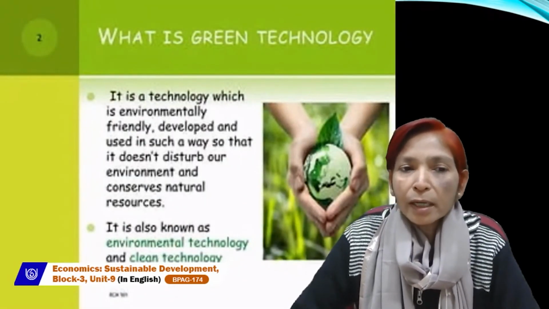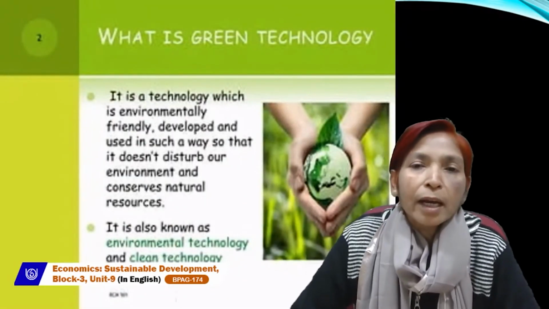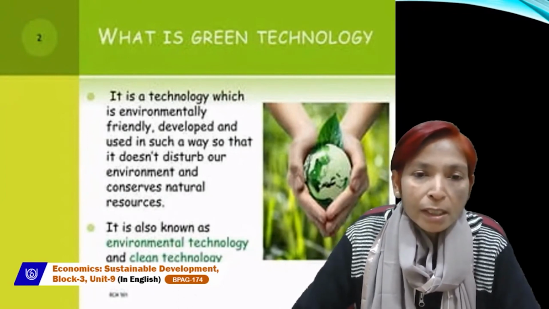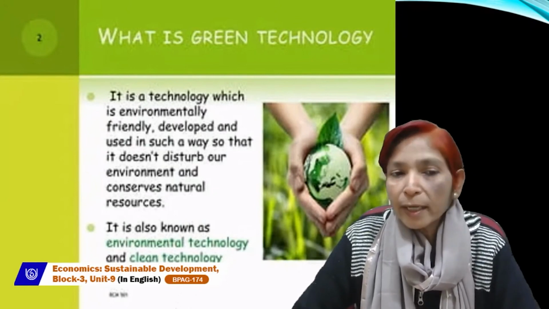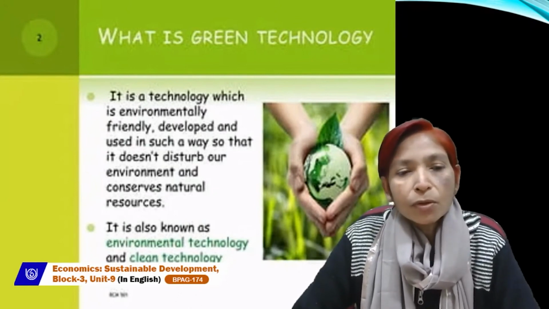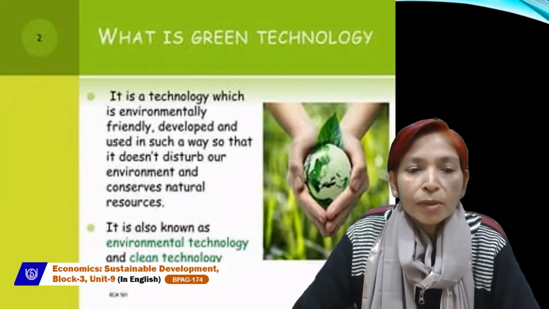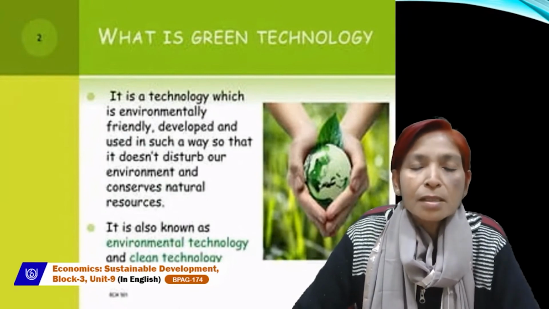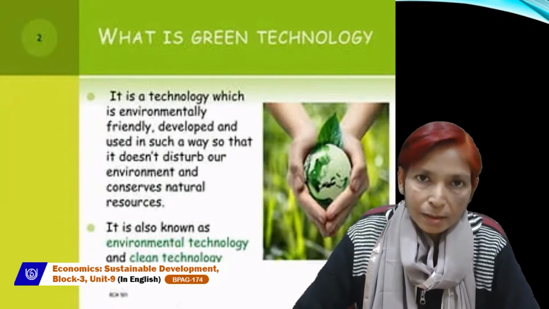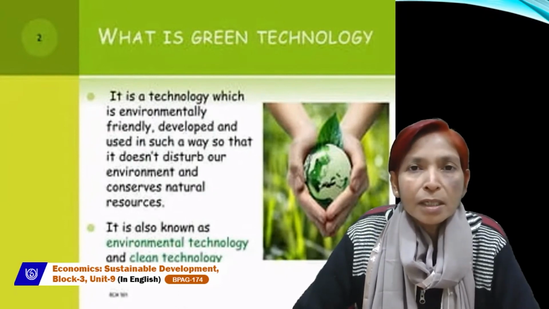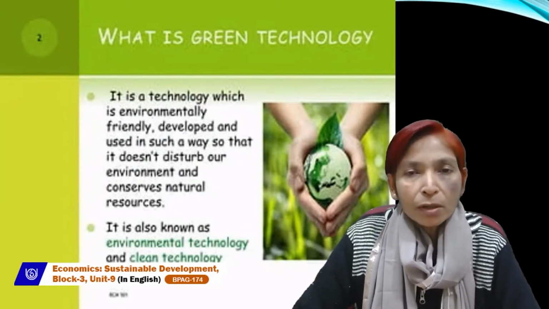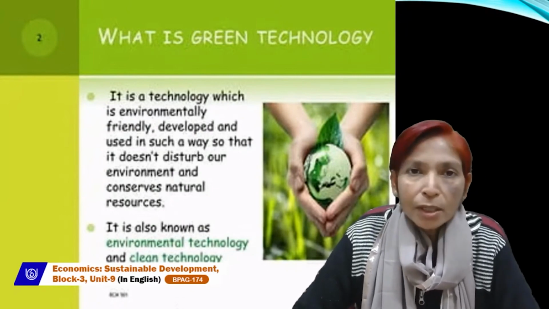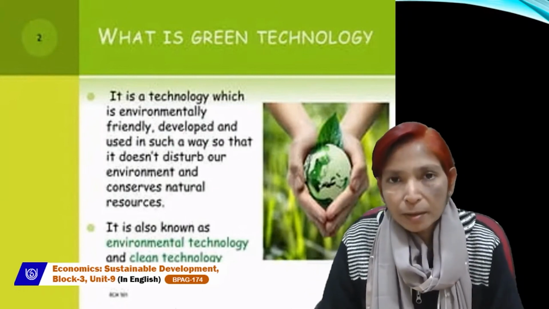Next, what is green technology? We can define green technology as a technology which is environmentally friendly, developed and used in such a way that it does not disturb our environment and conserves natural resources. Generally, green technology helps in the conservation of non-renewable resources, which can't be regenerated, which can't be remade.